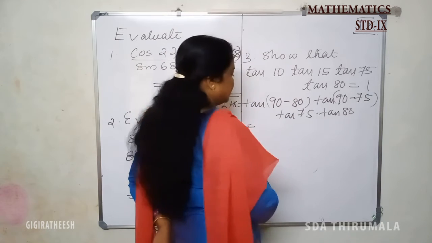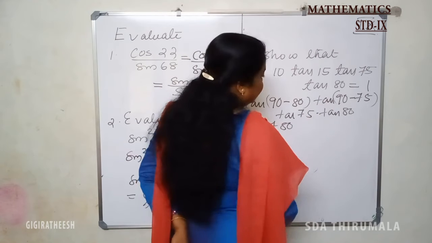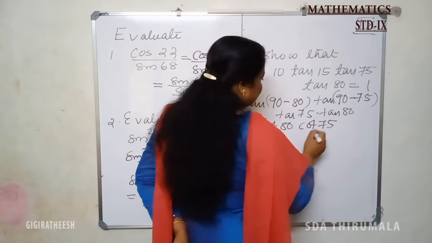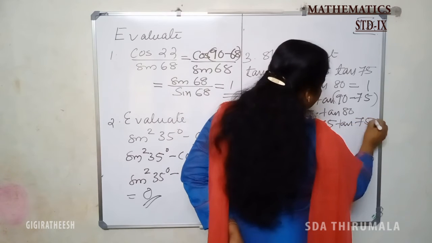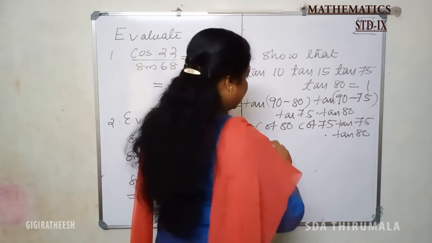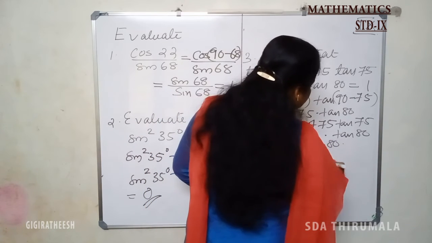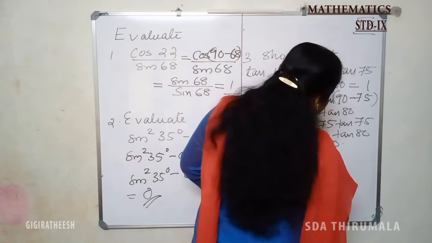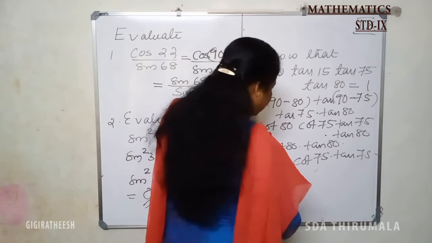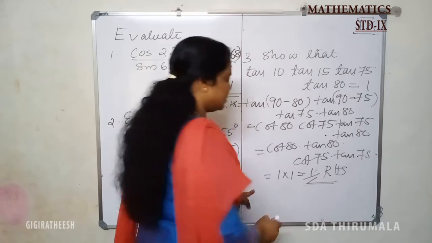And then what is tan 90 minus theta? It is cot theta. That is cot 80, and tan 90 minus 75 is cot 75. And then tan 75 and tan 80. Grouping this, we get cot 80 into tan 80 and cot 75 into tan 75. Cot into tan is equal to 1, so that is 1 into 1 is equal to 1. That is RHS.